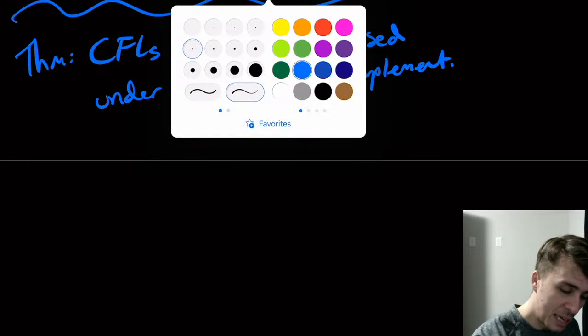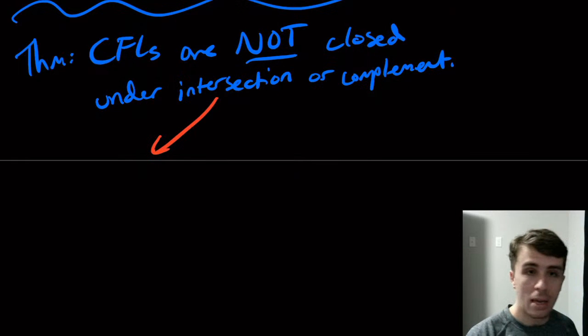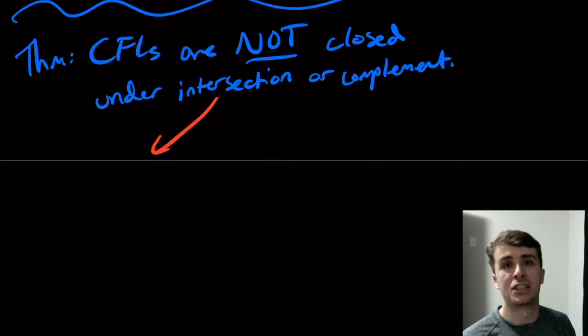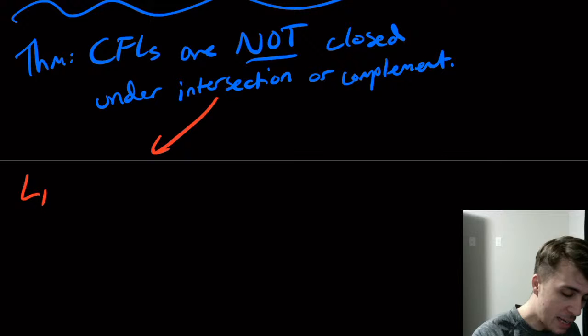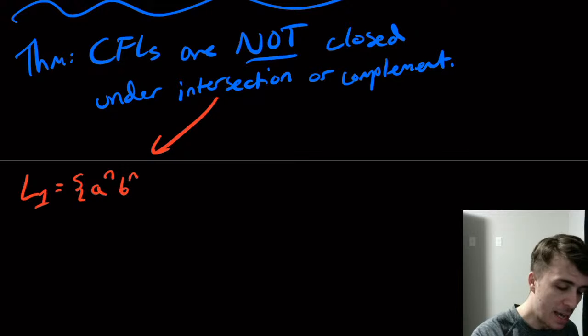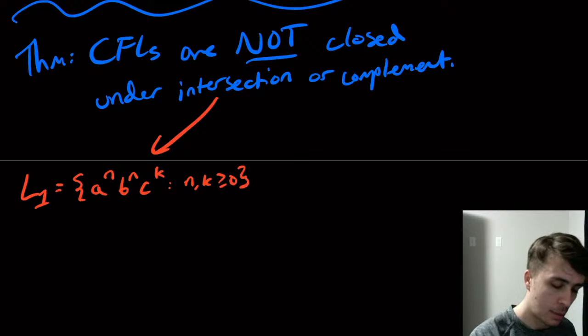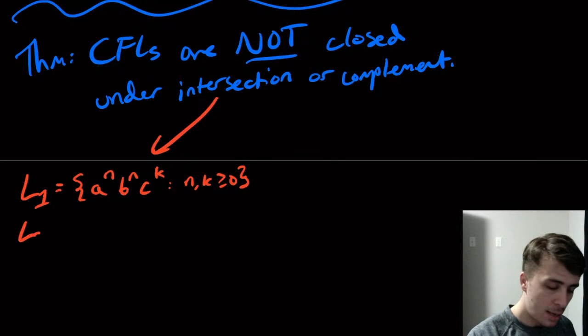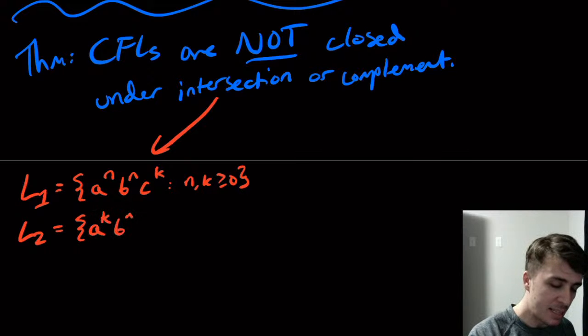Okay, so let's handle intersection first. If I find 2 context-free languages whose intersection is not a context-free language, then that's all that we need. So if we take these 2 languages, which are A^n B^n C^k, where n and k are at least 0. So A's and B's being the same, and C's can be whatever it wants to be. And then the second one being A^k B^n C^n. So the B's and C's are the same.